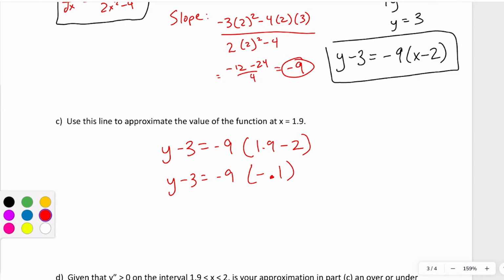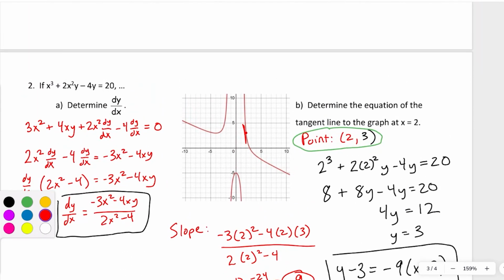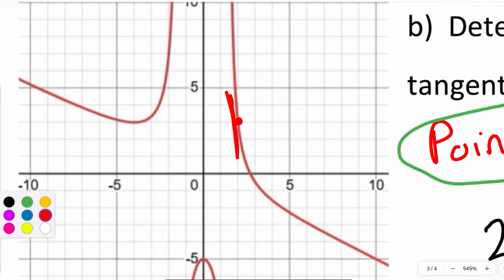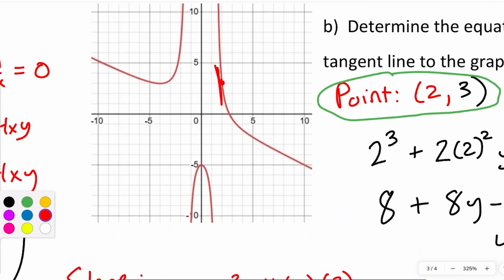Multiply that by 9 is going to give me 0.9. And then if you add 3 to both sides, you're going to get 3.9. And if you look back at that graph, if I just scroll up barely, at 1.9, that seems like that could be right. 3.9.